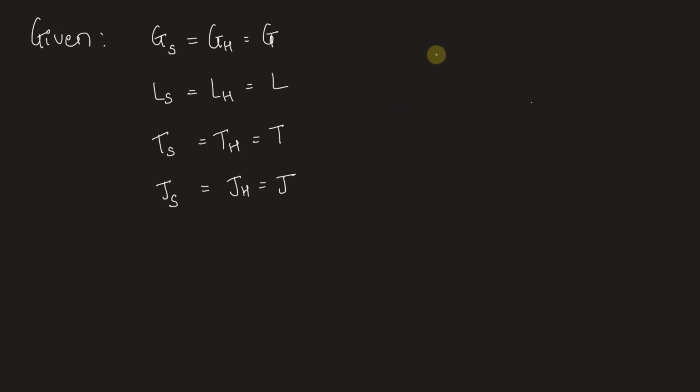By the pure torsion equation, we have T by J is equal to G theta by L is equal to tau by R. For the first case, to check the angle of twist, theta can be obtained by rearranging the first two ratios. So we get TL upon GJ. Now as all of these physical quantities are equal for both the solid and hollow shafts, we can write that the angle of twist for the solid shaft is equal to the angle of twist for the hollow shaft. But what about the second one?